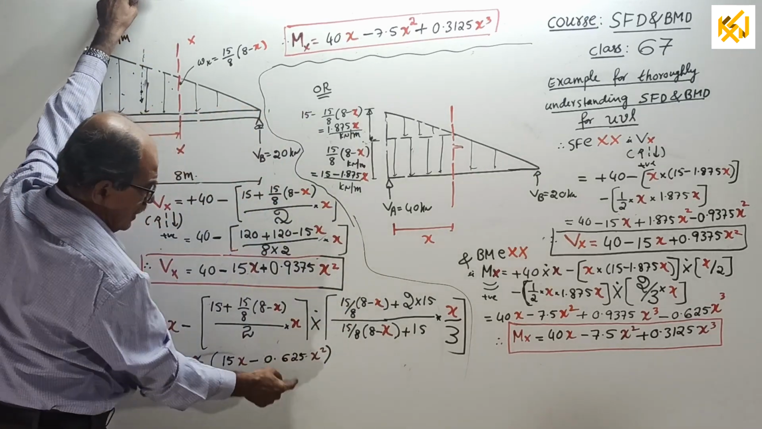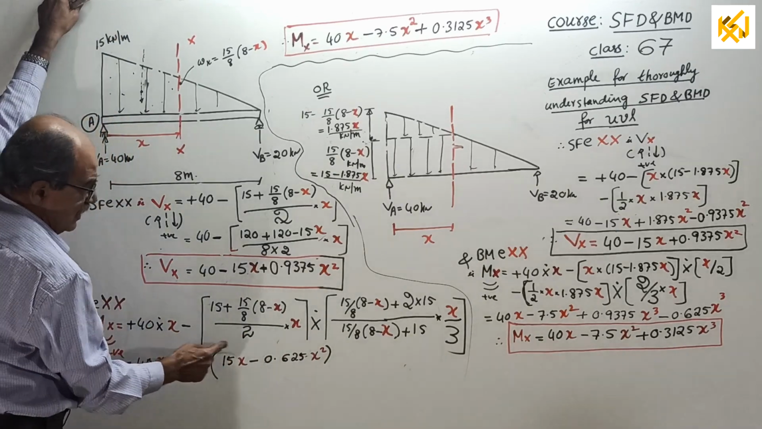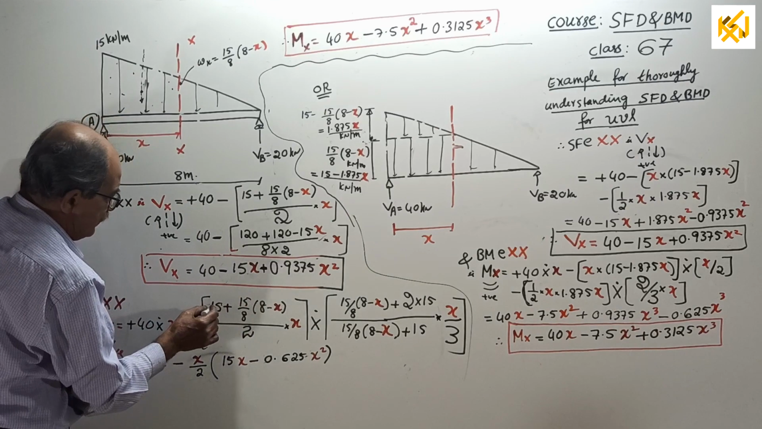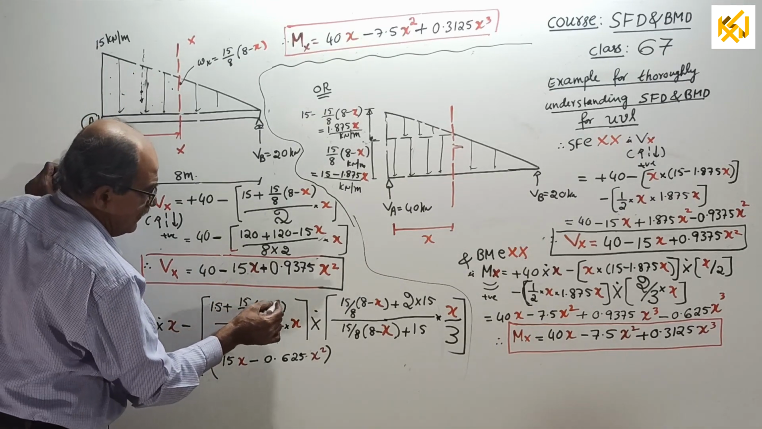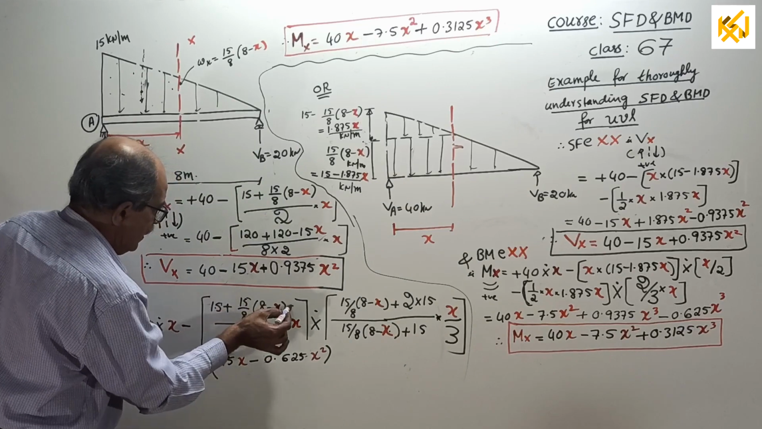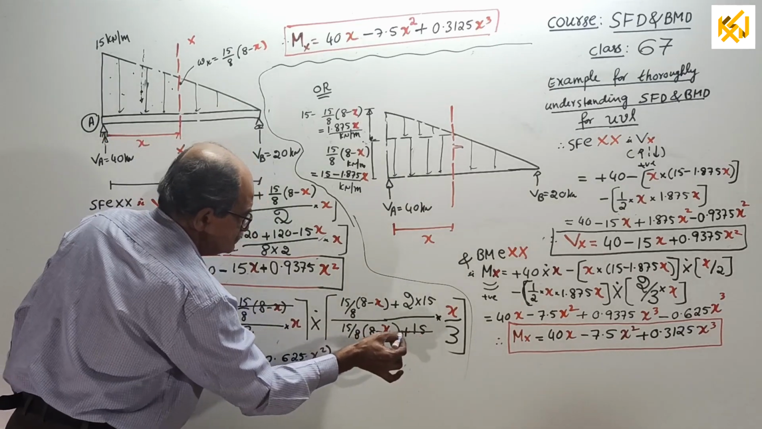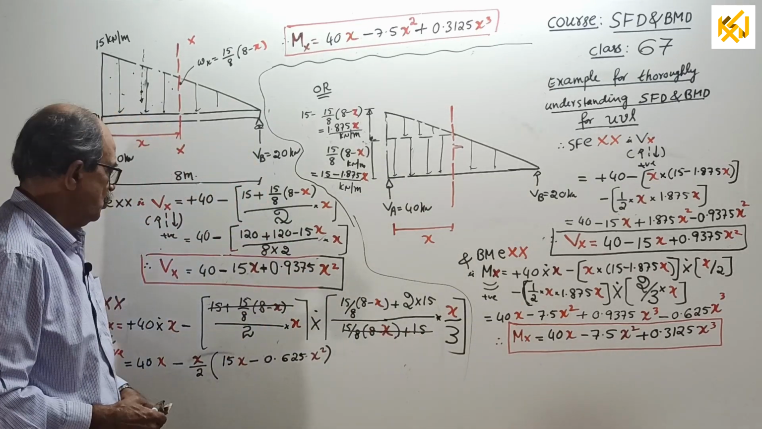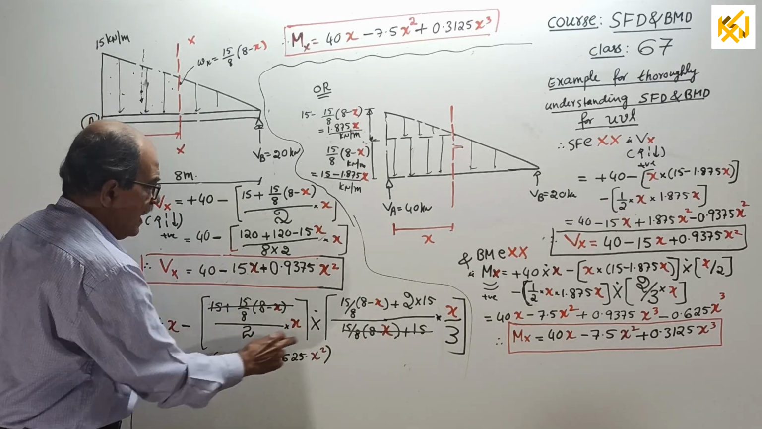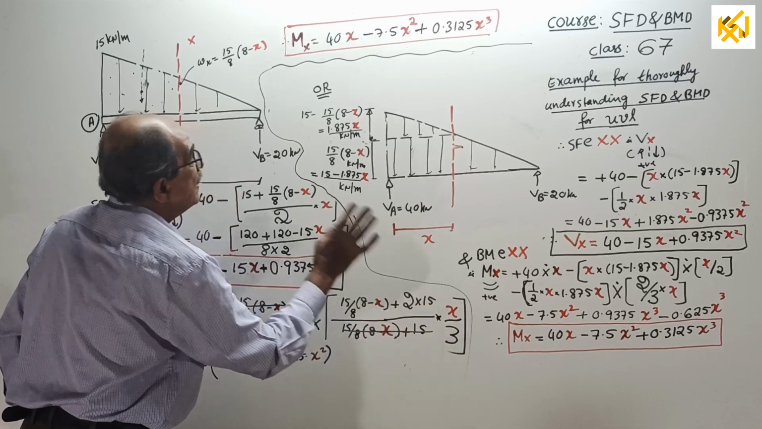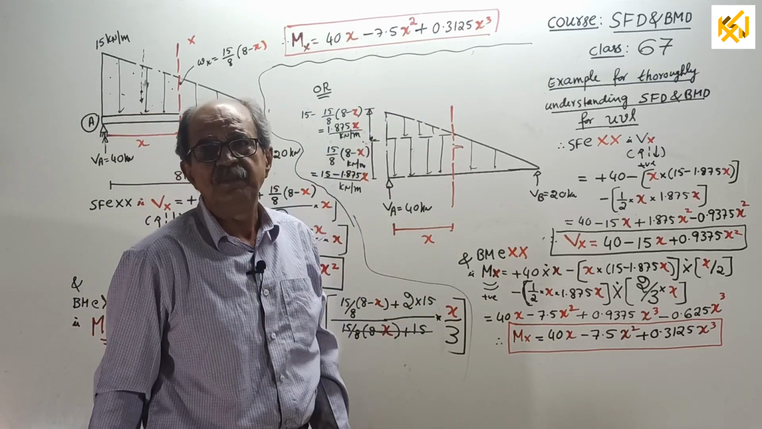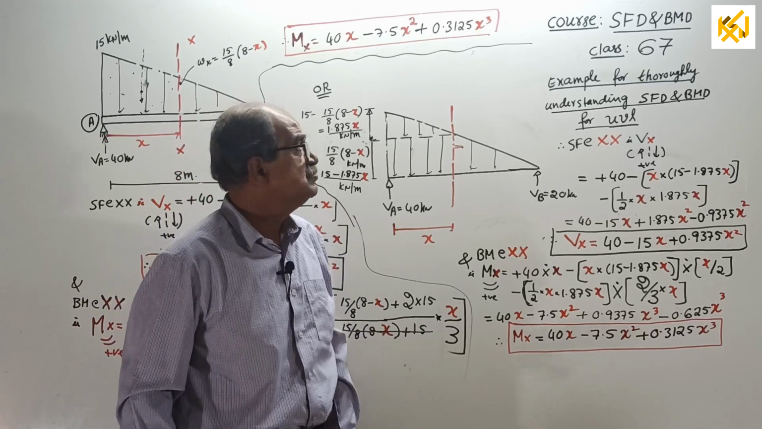Now, simple calculation I made here, I reduced. But one important concept here: when you write 15 plus 15 by 8 into 8 minus x, the 15 and 15 by 8 into 8 minus x, these two terms will get cancelled. One advantage. So when you simplify, just take this 2x by 2 outside and then x by 3 is there. Simplify, you get this equation. This you have to thoroughly practice. Good mathematical practice for you.